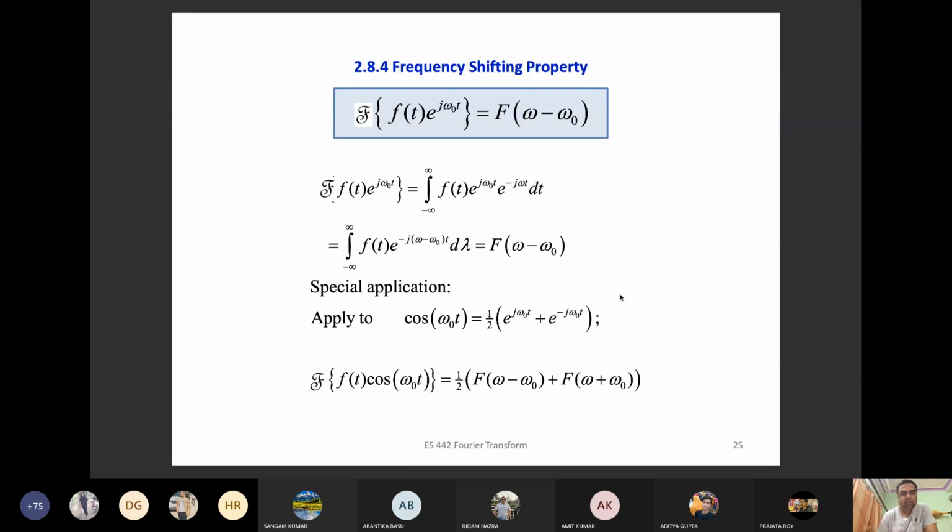Frequency shifting: the Fourier transform of f(t) e^(jω0t) equals F(ω − ω0). Prove it.